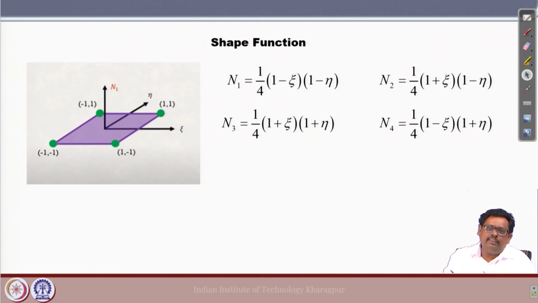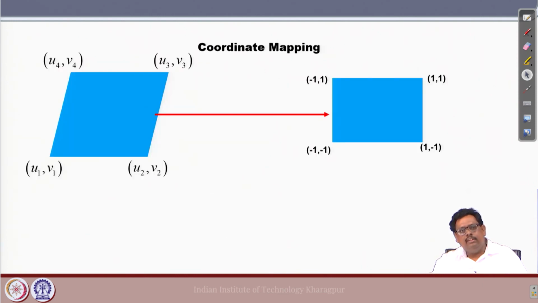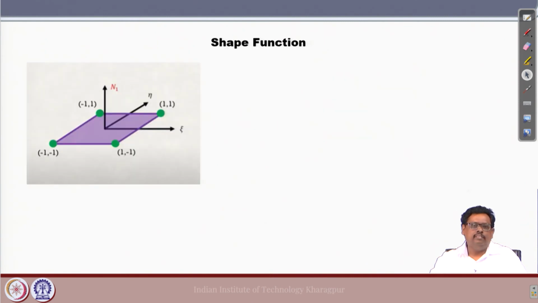Now, once we have these shape functions, I am ready to define any point on the natural coordinate system using this result. Now I am ready to define the point u and v on the natural coordinate system. Okay.